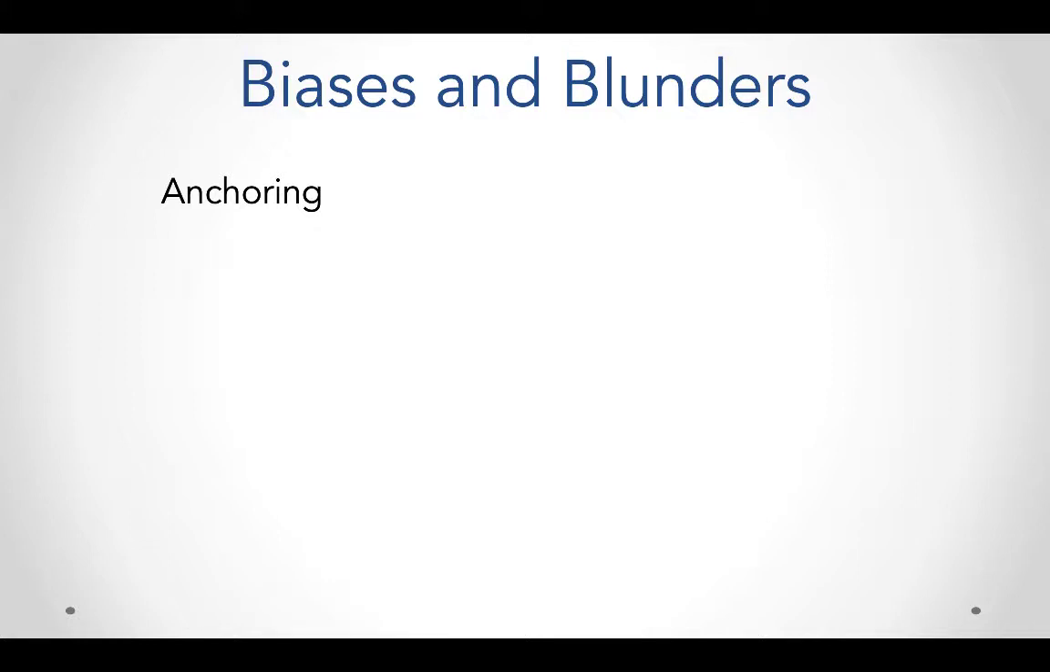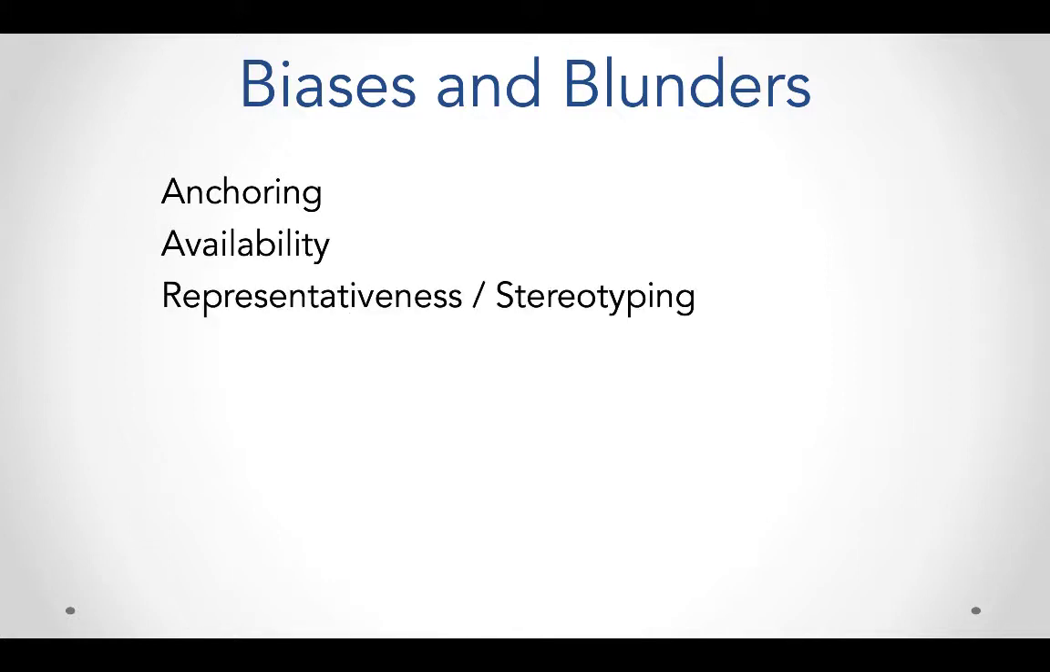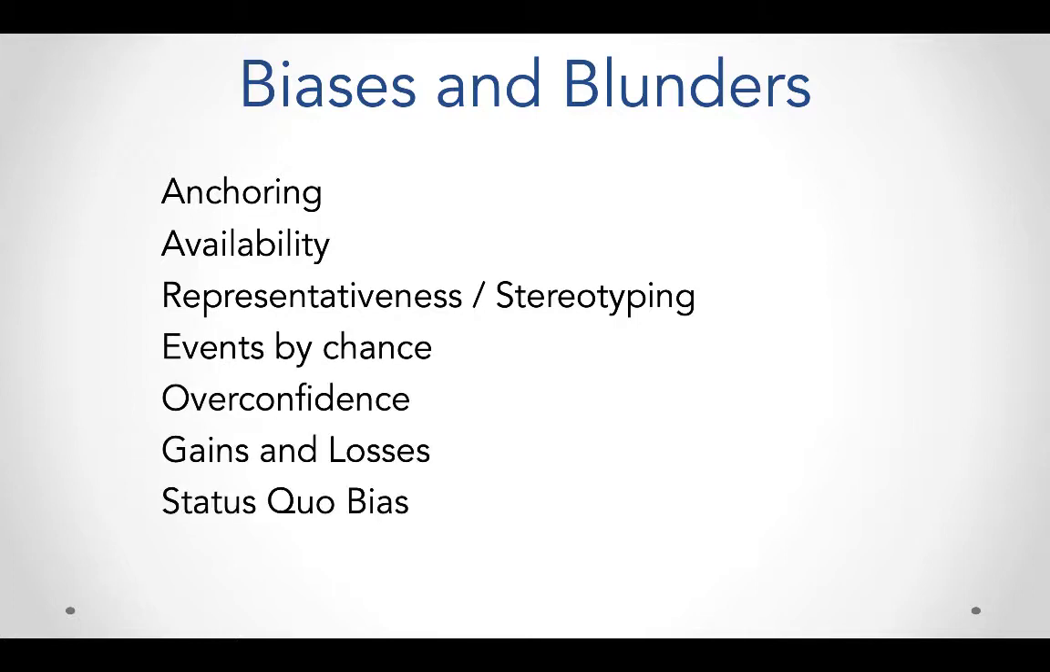And some biases that we talked about were anchoring, availability, representativeness, events by chance, overconfidence, gains and losses, which you also call loss aversion, status quo bias, and framing. These are super, super strong biases that could help you design choices, design environments where you can nudge people to be better off, right? So you can use all these biases, all these tools that you have at your disposal, to design choices and environments that are influencing people to do the right thing.